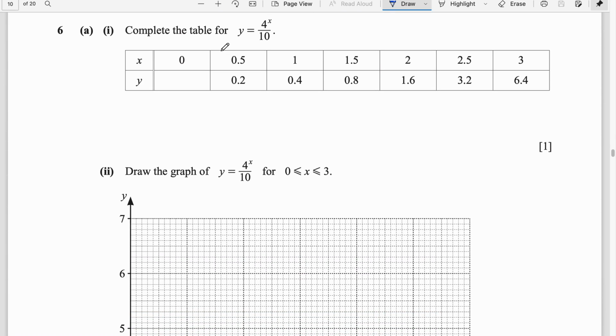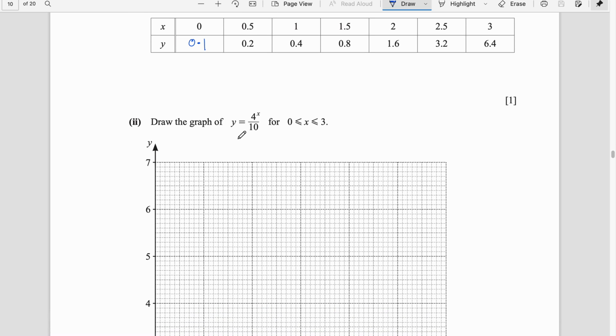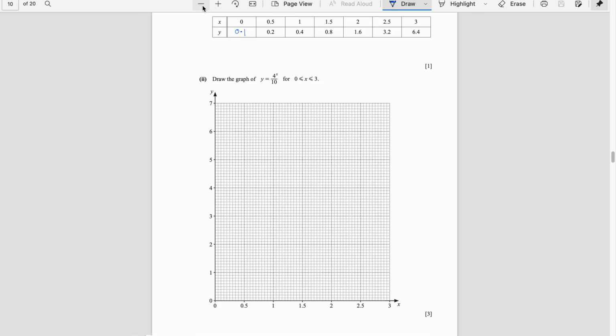Question number 6. Complete the table for y equals 4 power x by 10. So when you plug in 0, 4 power 0 is 1, 1 by 10 is 0.1. Okay, draw the graph of this for 0 to 3. Table is given, grid is given. So let's do it. At 0, this is 0.1.